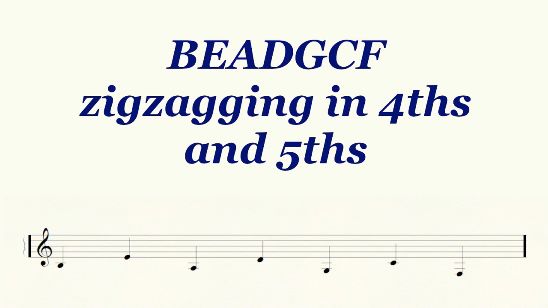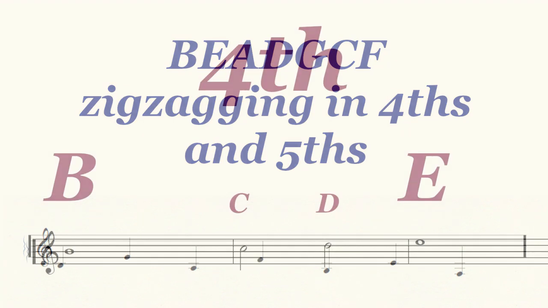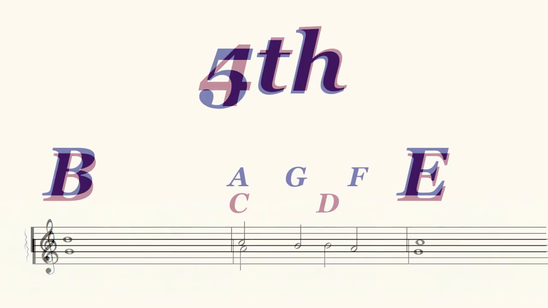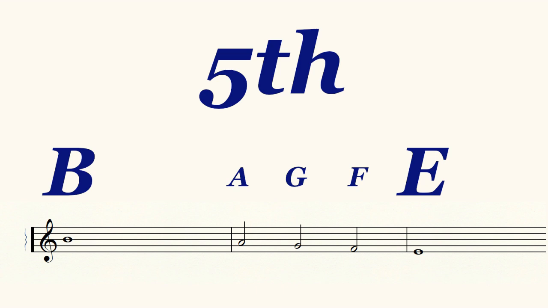Or you can always zigzag. Zigzagging keeps you roughly in the same area of the piano. For instance, as you move from B to E, you can go up 4 letters or down 5 letters. As you move from E to B, you can go up 5 letters or down 4 letters.